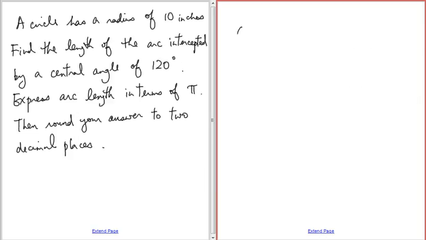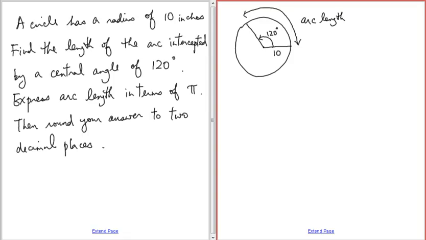We have a circle, and the radius would be 10. From here to here is 10 inches. Right? And now there is a central angle, which is 120 degrees. And the question is asking us to find the arc length, which is equal to what?